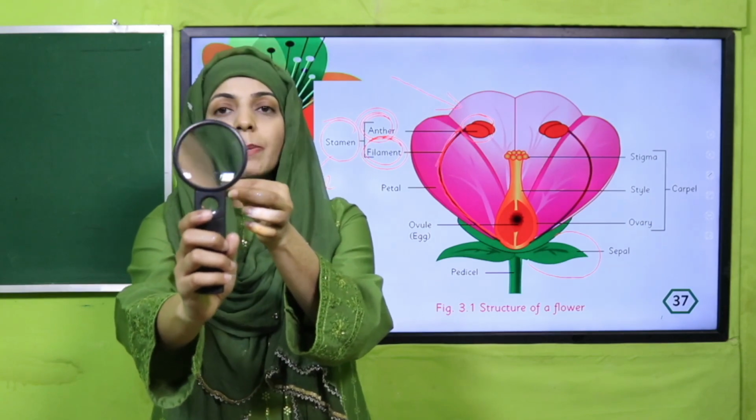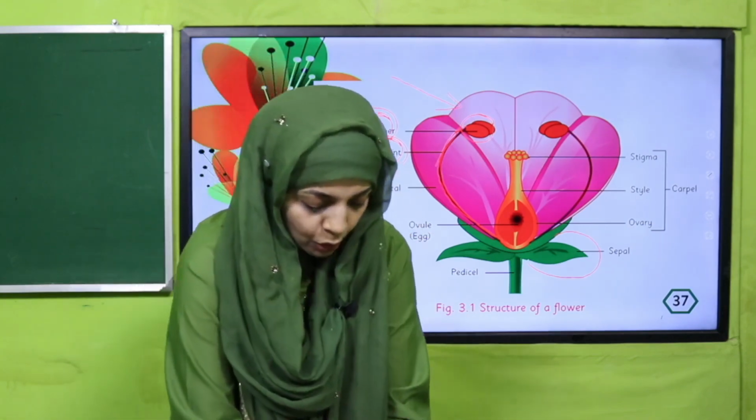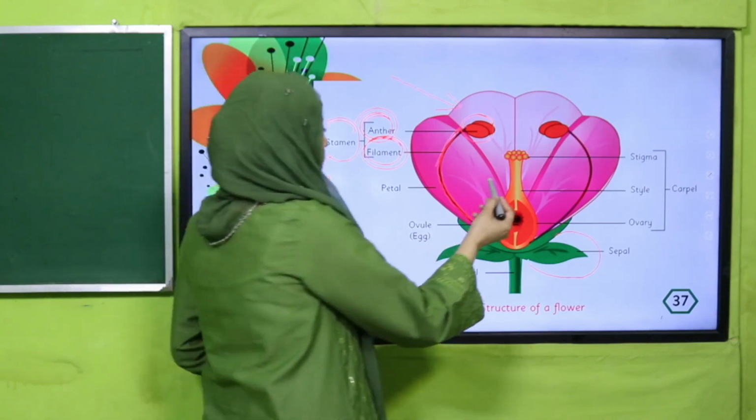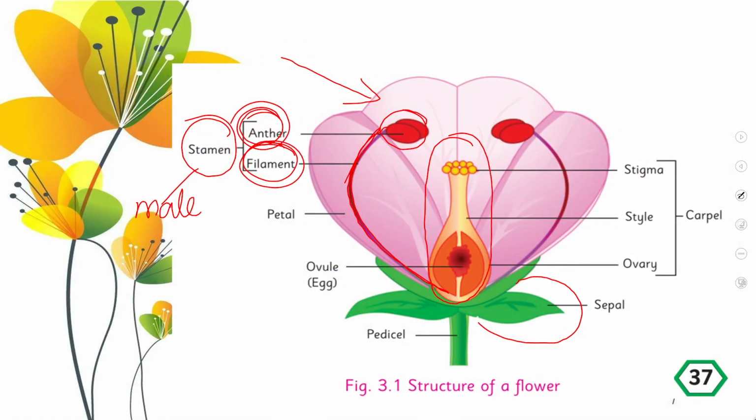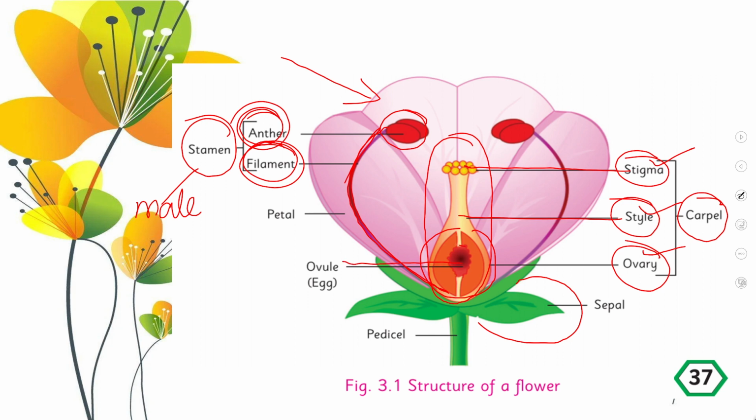अब हम देखेंगे ये कौन सा पार्ट है और इसका क्या फंक्शन है. Let's have a look. Now this part remains on the flower जो हमारे पास ओरिजिनल में है. अब इसको collectively कार्पल कहा है और कार्पल के 1, 2 and 3 parts हैं. The top part of it is called stigma, the middle tube part is called style and the big fat part that is at the end is called the ovary. That is called the ovary and inside the ovary there are ovules which are also called eggs. So this carpel is the female part of the flower.